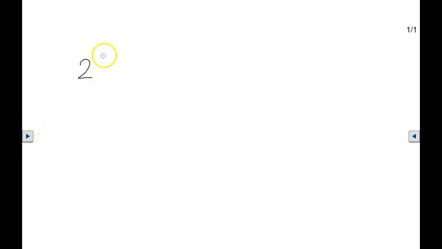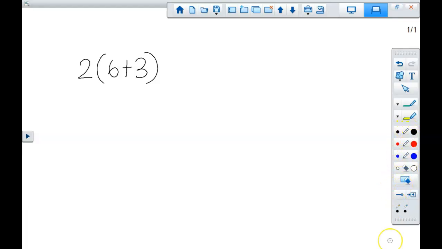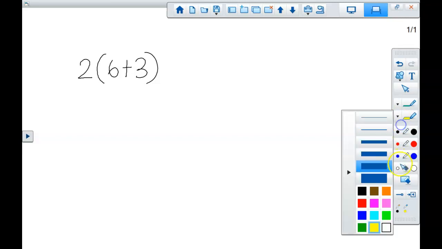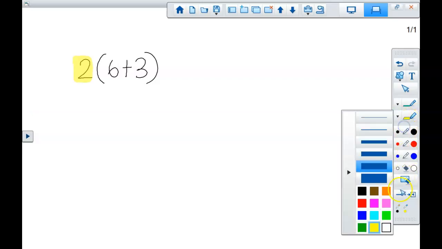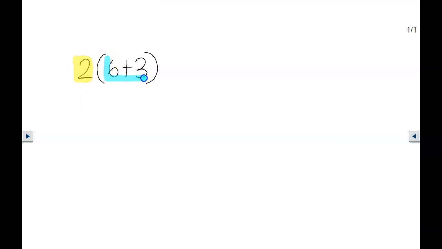Okay, I'm going to give you 2 times the group 6 plus 3. So 2 times the group 6 plus 3. Now, here's what I want you to notice. This problem says that we want to take the number 2 and we want to multiply that number 2 times the entire group 6 plus 3.